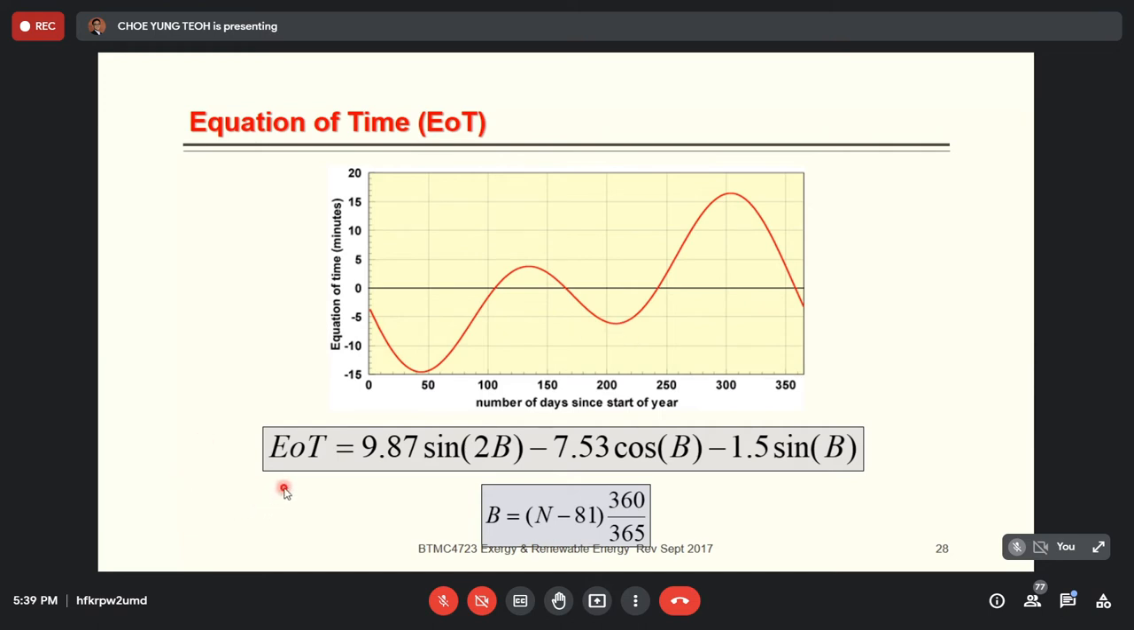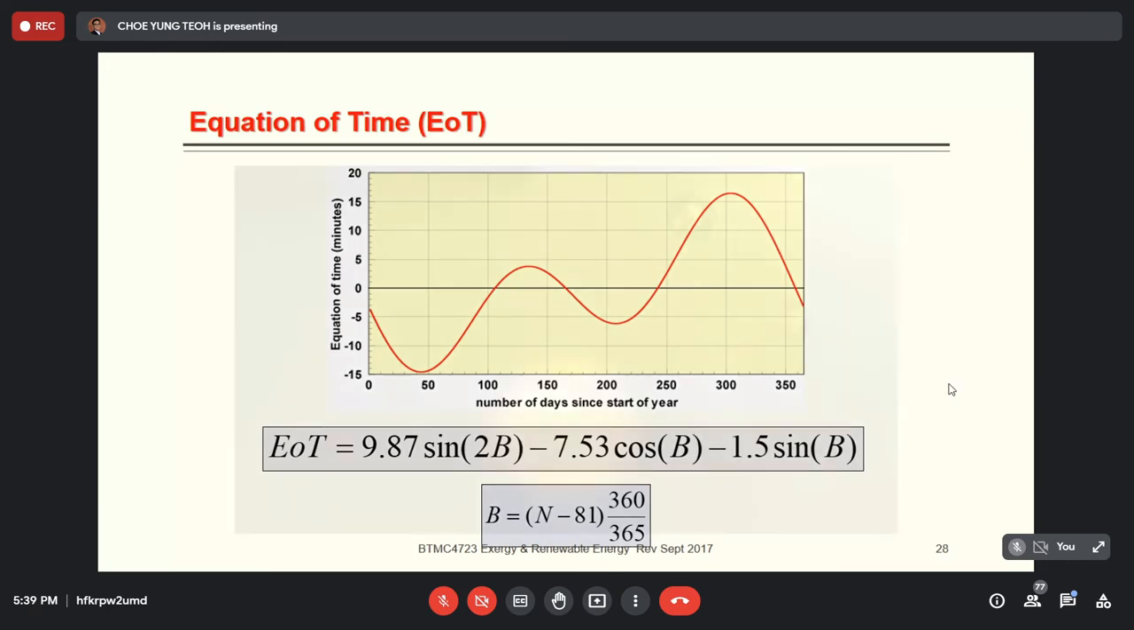So we come up with the equation, EOT equal to 9.87 sin 2B minus 7.53 cos B minus 1.5 sin B. And then the B is calculated based on the number of days in a year, which is B equal to (N minus 81) times 360 over 365. So this is the equation for the equation of time.